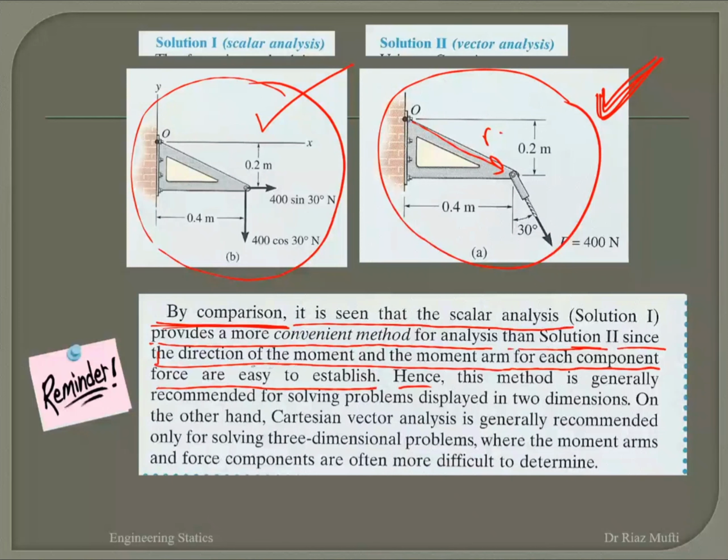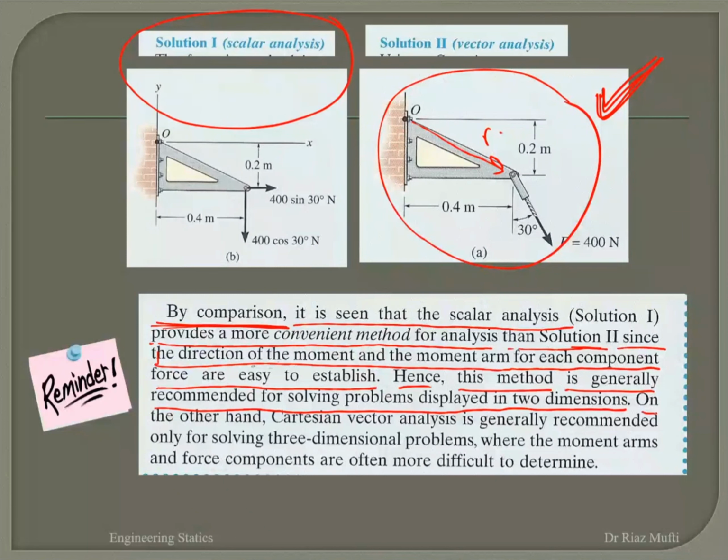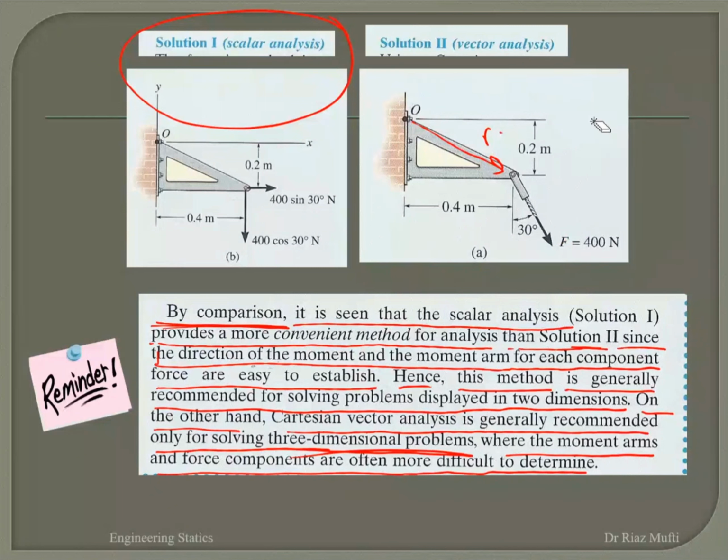It says here, hence, this method is generally recommended for solving problems displayed in 2 dimensions. It's talking about this approach. On the other hand, Cartesian vector analysis is generally recommended only for solving 3-dimensional problems, where the moment arm and force components are often more difficult to determine. So in very simple words, this is 2D and this approach could be 3D. Use the preferred one, so the chances of making a mistake would be relatively less. So remember this.